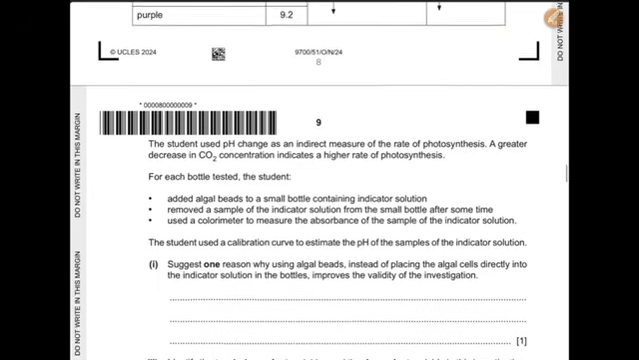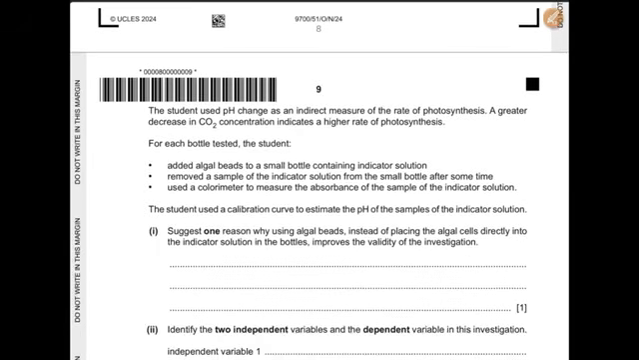So the question is, the student used pH change as an indirect measure of rate of photosynthesis. A greater decrease in carbon dioxide concentration indicates a higher rate of photosynthesis. Okay, so as carbon dioxide is reducing, if there is a greater decrease in carbon dioxide concentration, it means the rate of photosynthesis is higher.